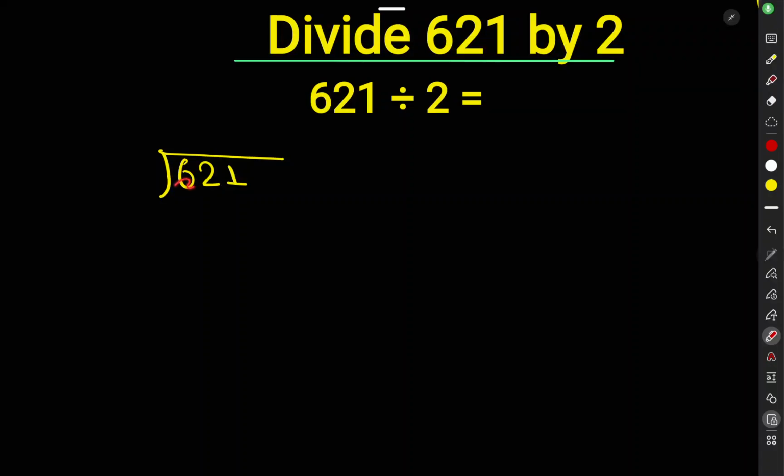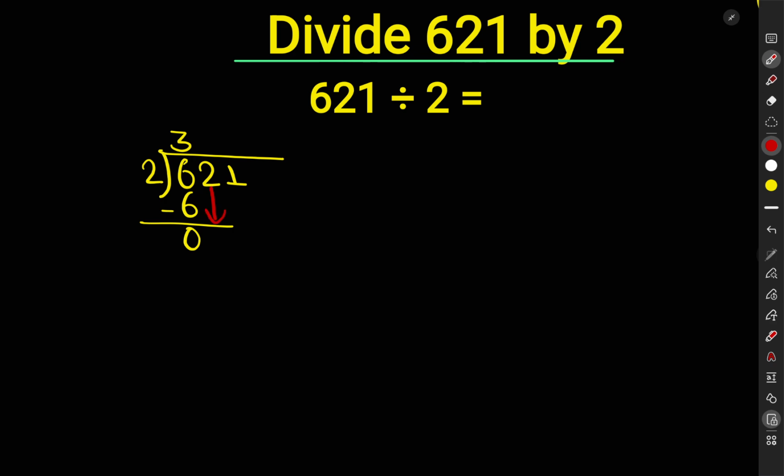We divide 621 by 2 in long division method. So 2 times 3 is 6. On subtracting we get 0.